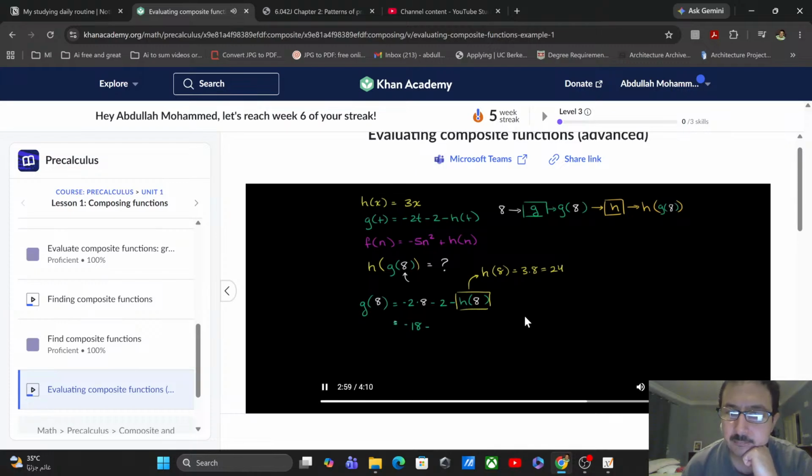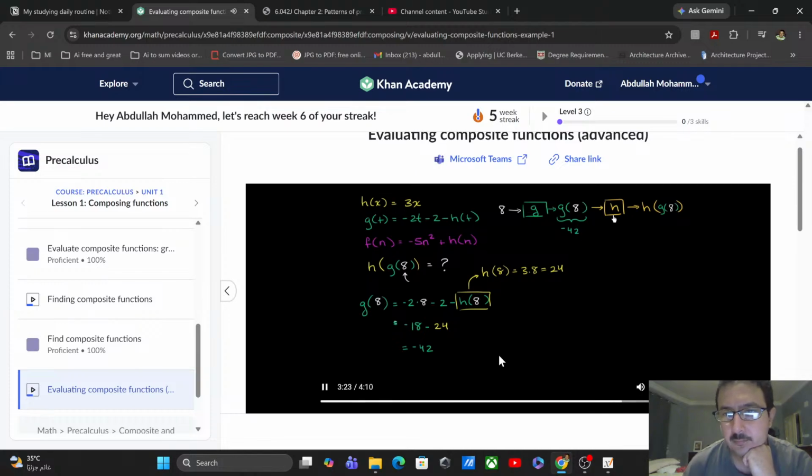We are subtracting it. So we have minus 24. Negative 18 minus 24 is what? That's negative 42. So all of this is going to be equal to, did I do that right? Yeah, negative 42. So we figured out what g of 8 is. It is negative 42.